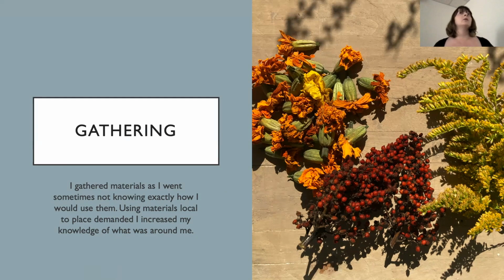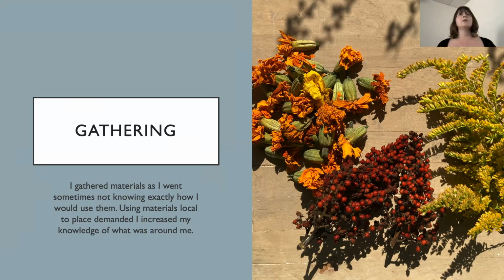I didn't always know exactly how I would use them. In the case of the plants that you see in this photograph, these are dye plants. So I knew that I could use them to make natural dyes, but I might not have had a really specific idea of what project I was going to dye, what it was going to be used for exactly. But this process of gathering materials really demanded that I learn more about the plants and other animals and things that were around me.